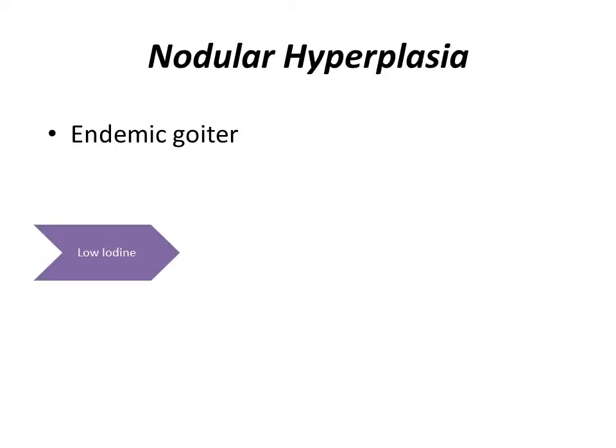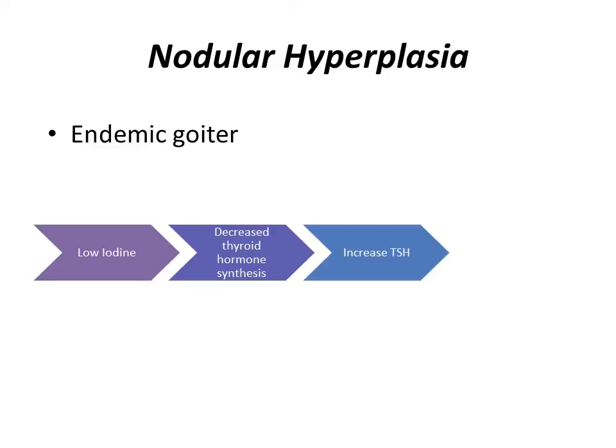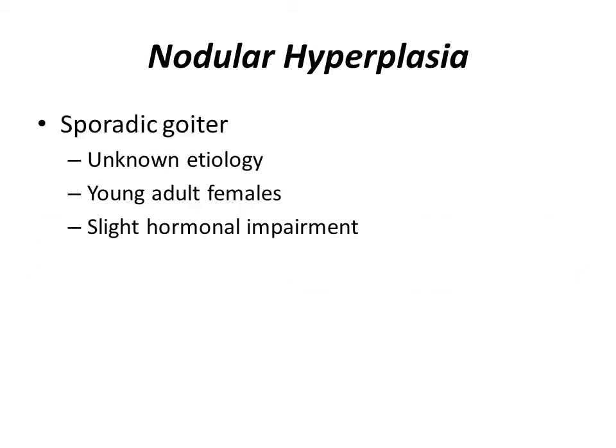The endemic goiter has a very classic pathogenesis. Patients have low iodine, which leads to decreased thyroid hormone synthesis, which in turn leads to increased TSH, causing the endemic goiter. The sporadic goiter has an unknown etiology, is common in young adult females, and there's a slight hormonal impairment.